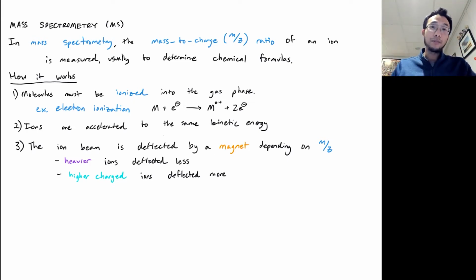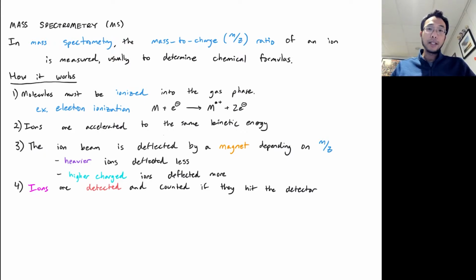Then that beam will be deflected using a large magnet, and because of the differing sizes and masses and charges of these ions, that deflection will depend on this ratio of mass to charge. The general trend is that the heavier the ion is, the less it will get deflected. Maybe that makes a little sense if you just think about trying to deflect a heavy object moving through space. The other trend is that if the ion is more highly charged, then it is easier to deflect, which also makes sense, because if an ion has a lot of charge, it should feel the magnet a lot more.